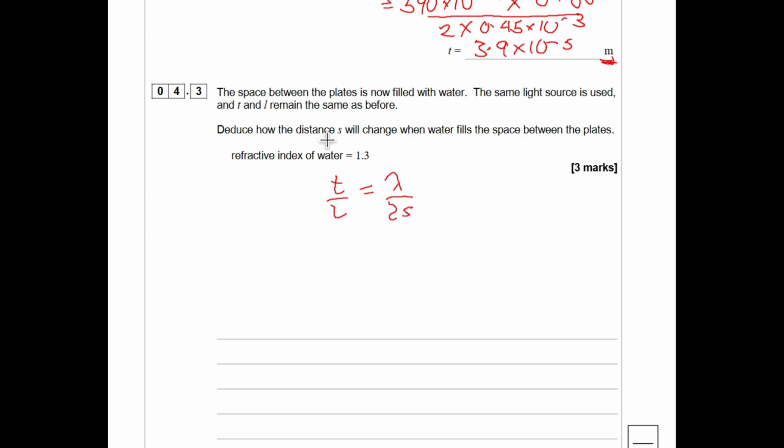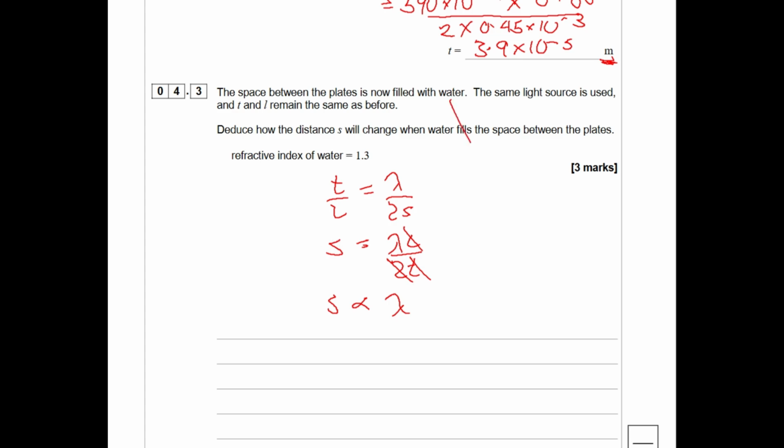Does the distance S change when the water fills the space between the plates? The refractive index of water is 1.3, and it's asking about S. So I'm going to rearrange for S. S is equal to lambda L over 2T. They've told us T and L remain the same, so I'm not interested in them. So S is proportional to lambda.